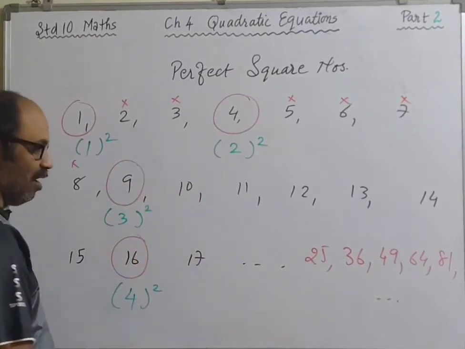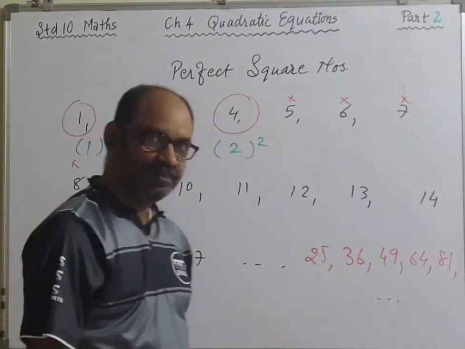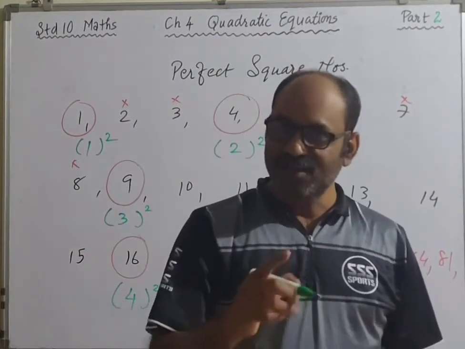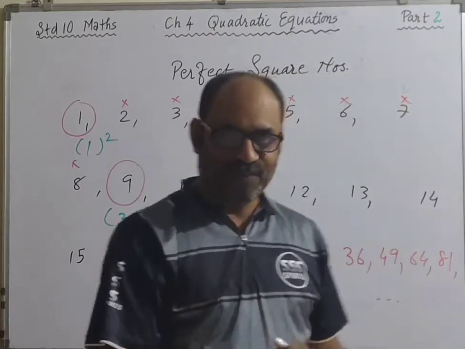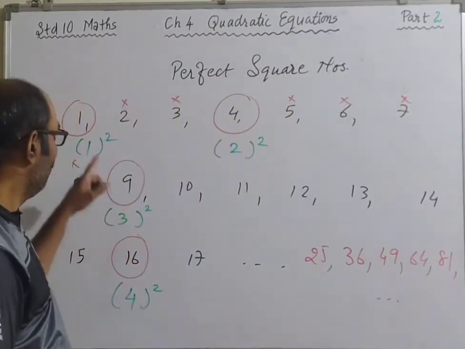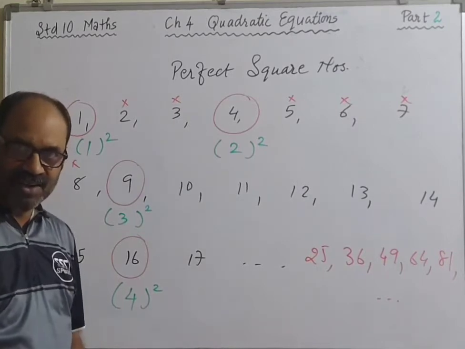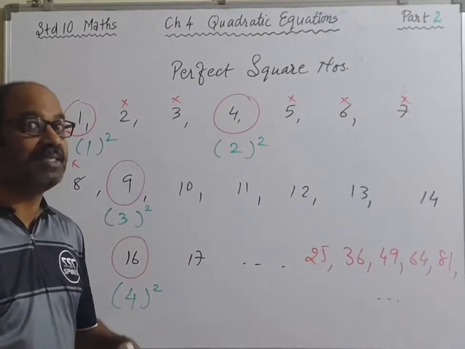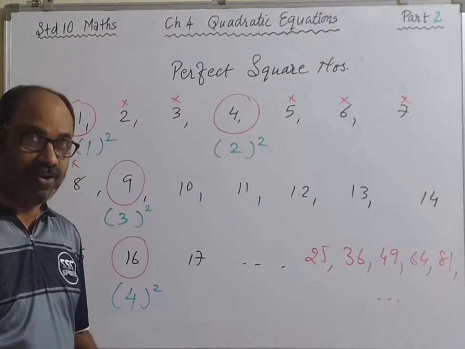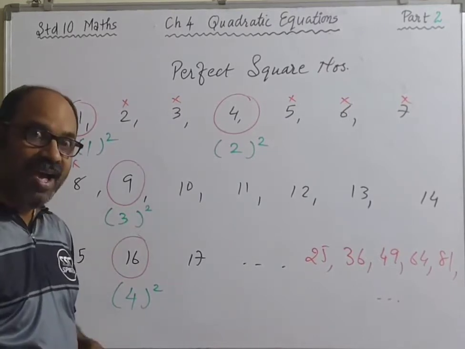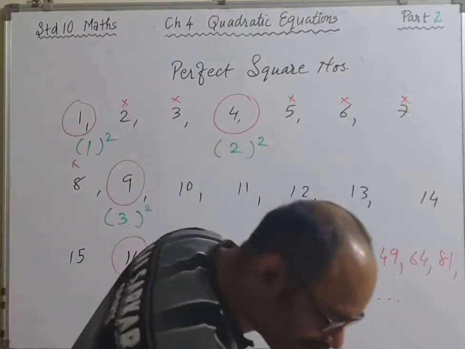and 16 is square of 4. Square of 4, square of 3, square of 1, square of 2. Are you getting me, children? So since these numbers can be represented in square notation, alright, they are called perfect square natural numbers.